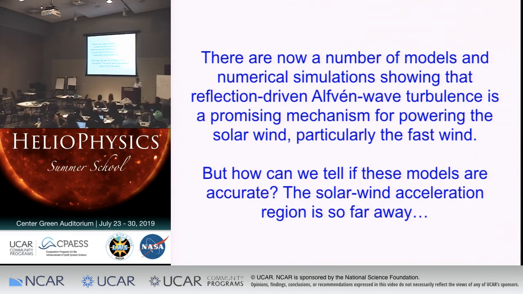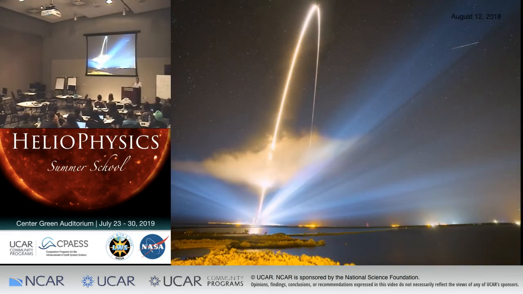Well, it was impossible up until last year. August 12th, NASA launched the Parker Solar Probe. This is a slide showing this beautiful launch, the probe not returning to Earth, but actually you're just seeing it look like that. It's beginning its first approach to the sun, and it will eventually reach within 10 solar radii of the sun.